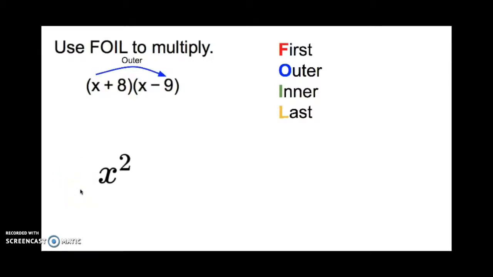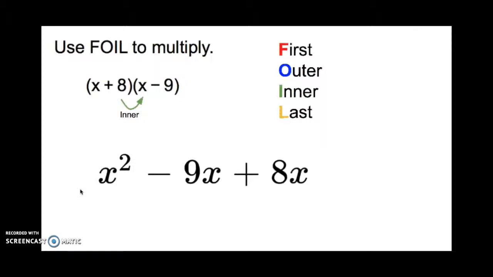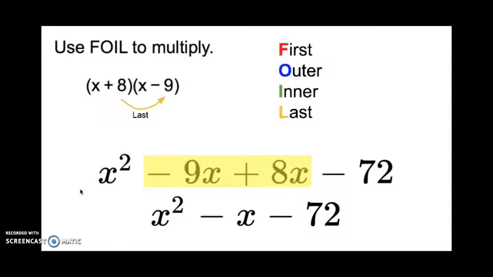Then we multiply the outer 2 terms, which is x and negative 9, which gives you negative 9x. Then we multiply the 2 inner terms, which are 8 and x, which is 8x. And then we multiply the 2 last terms, which is negative 72. Okay, now we combine our like terms, which are negative 9x and 8x. So add them together, we will get x squared minus x minus 72 as my answer.